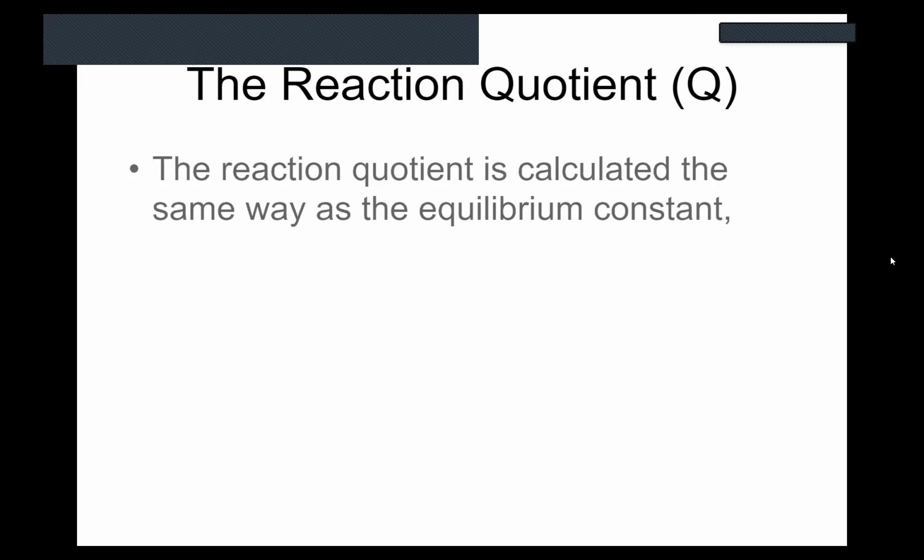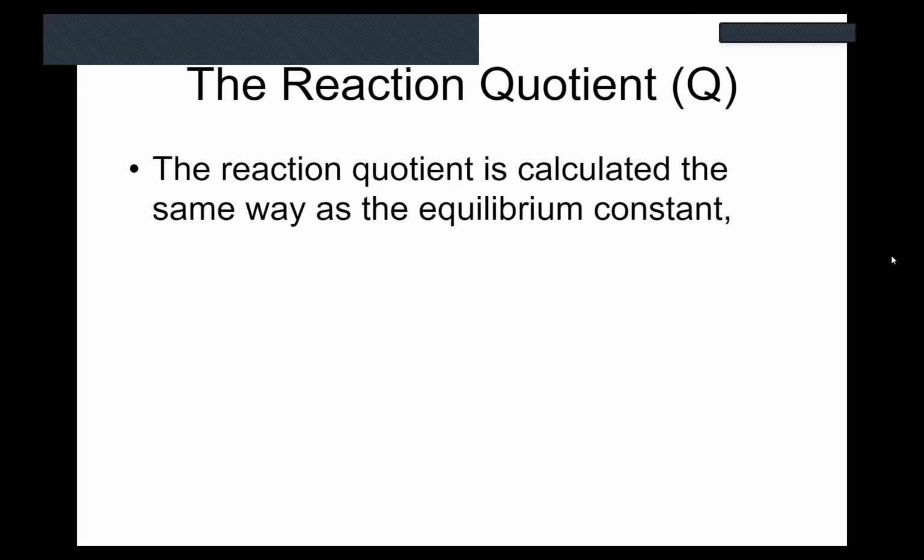In this video, we're going to talk about the reaction quotient Q. We had already talked about the equilibrium constant K, which is found by taking the ratio of concentrations of products and reactants at equilibrium. When considering Q, it's almost the same thing, except the reaction doesn't necessarily need to be at equilibrium when you plug in concentrations.